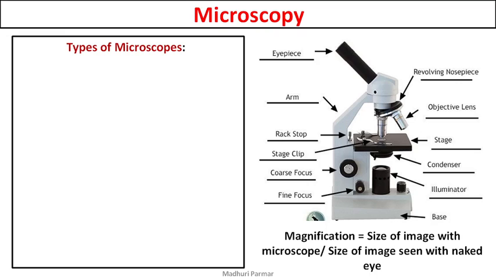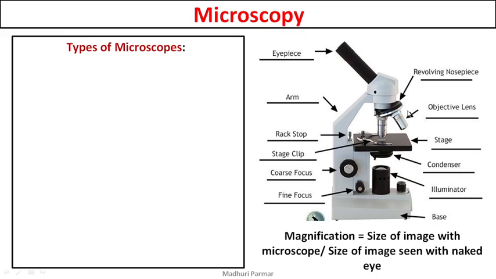Fine. The same thing can even be used for a telescope. With the naked eye the size of the moon might be, let us say, 1 centimeter, but after using the telescope you are able to see the moon as big as, let us say, 10 centimeters. So the magnification would be 10 times, 10 by 1. Clear?